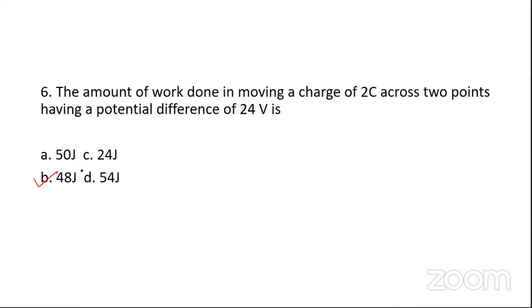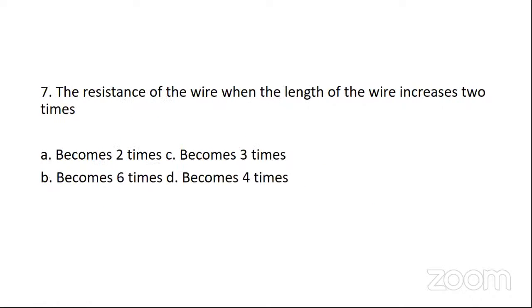B will be the right answer, as we know that V equals to work done upon charge. So work done equals to V into Q. That gives me 24 into 2. That is 48, and work done is in joules. All right, let's move on to the next question. The resistance of the wire when the length of the wire increases 2 times.